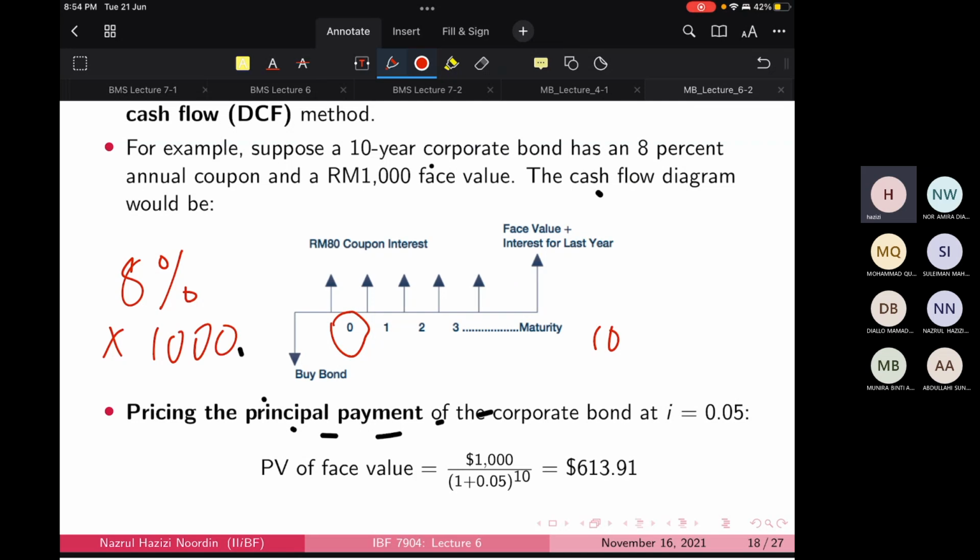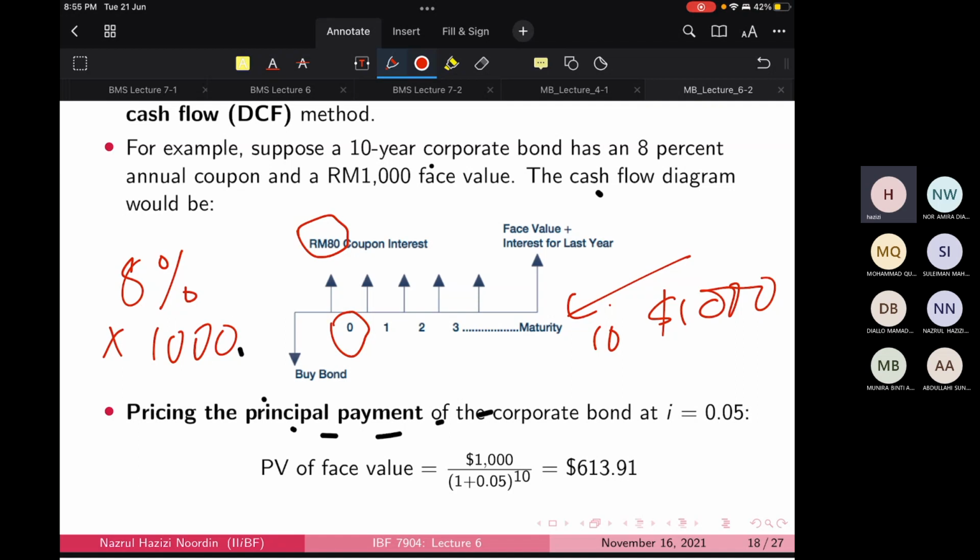Okay, quickly calculate how much 8% of 1,000. 80. 80 ringgit of coupon payment, meaning that every year for the next 10 years, you will get 80 ringgit of coupon payment, right? Until the maturity. What happens at maturity is that the bond issuer will reimburse back your $1,000, and then they will retire the bond. That's it, meaning the bond issuer will no longer owe you money, right?